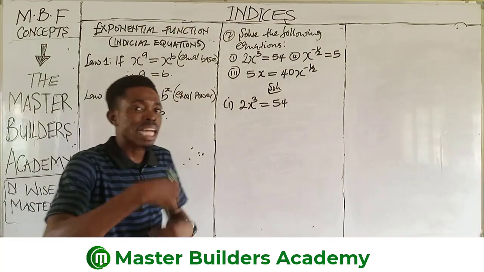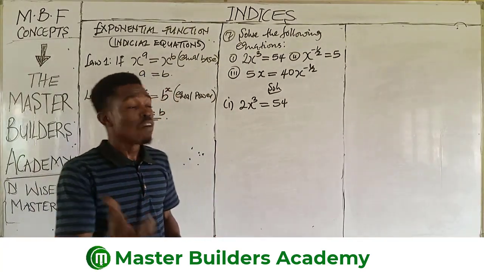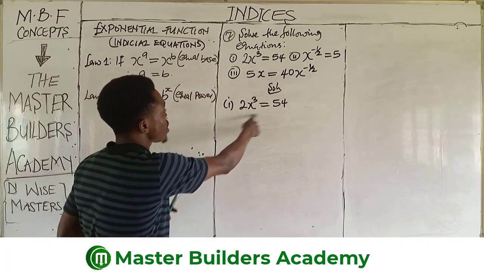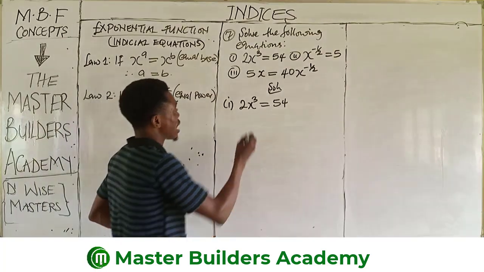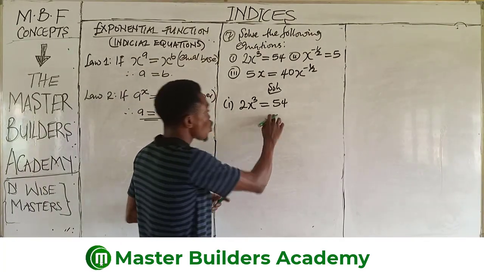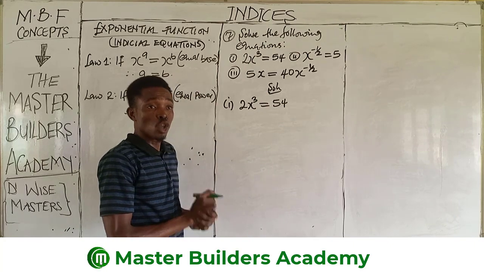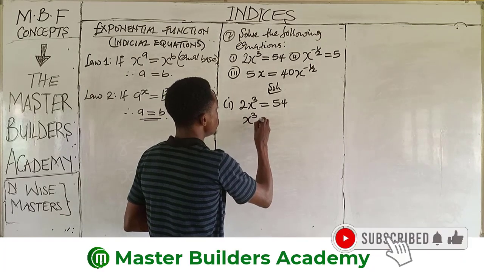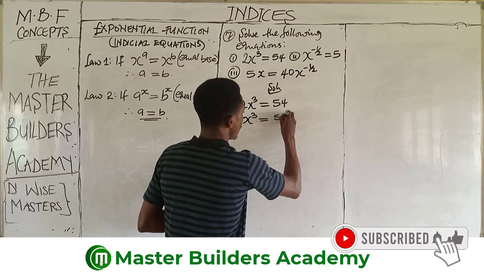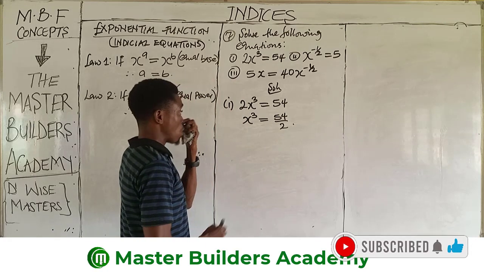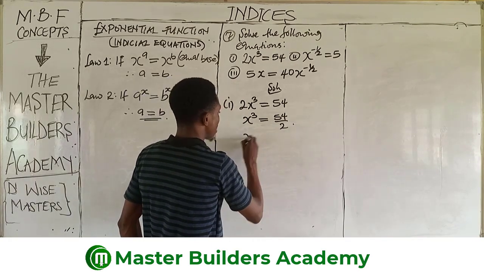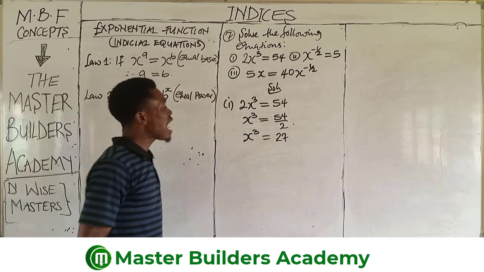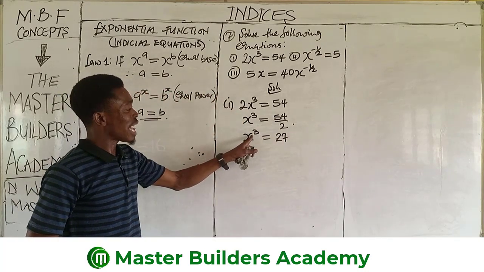And also ensure that the coefficient of the unknown is 1 for you to be able to use law 2. Are you there? So the coefficient of this and this guy now is 1. Therefore, I need to what? Divide both sides by 2 to make the coefficient of the unknown 1. Therefore, I'm going to have this as x cubed is equal to 54 over 2. Now guys, when we divide 54 by 2, this would have given us 27.